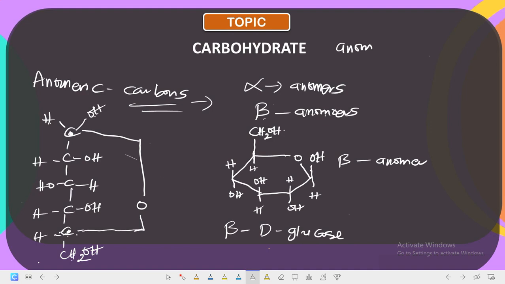Yes. So this is beta D glucose. Is that understood? That is beta D glucose because the OH is up. If the OH is down, let's say you have H here and this OH is down, you call it alpha D glucose. What will make the OH down?